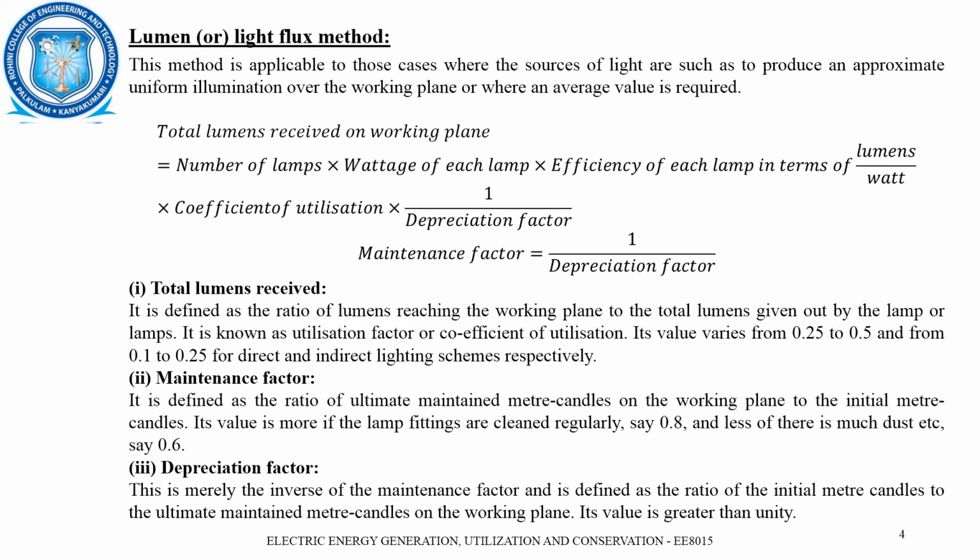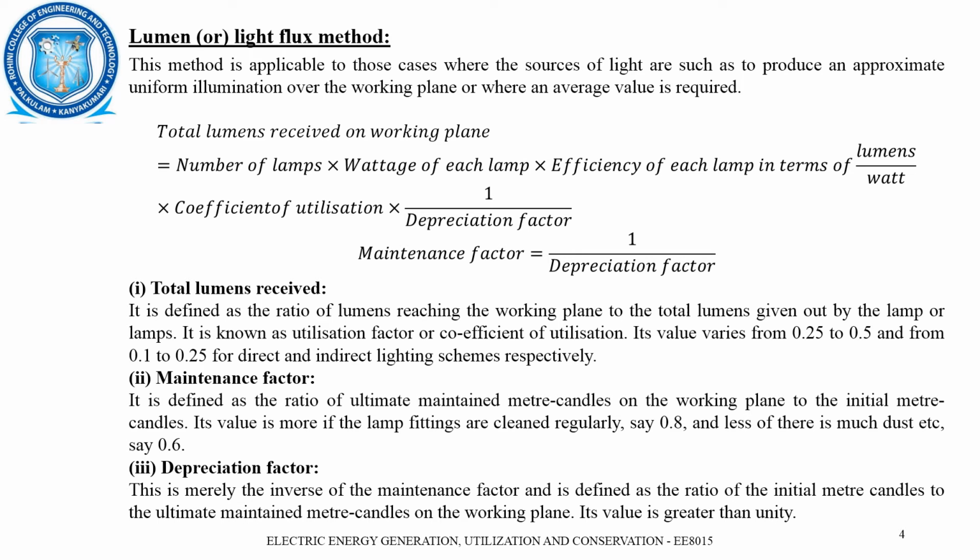It is known as the utilization factor or the coefficient of utilization, because the lamp will be providing certain illumination, but it is the basic nature of light to get scattered. So we have to observe how much of the lumens are being focused on that particular working plane. This value varies from 0.25 to 0.5, that is 25% to 50% for direct lighting schemes, and it may be 0.1 to 0.25, that is 10% to 25% for indirect lighting schemes respectively.